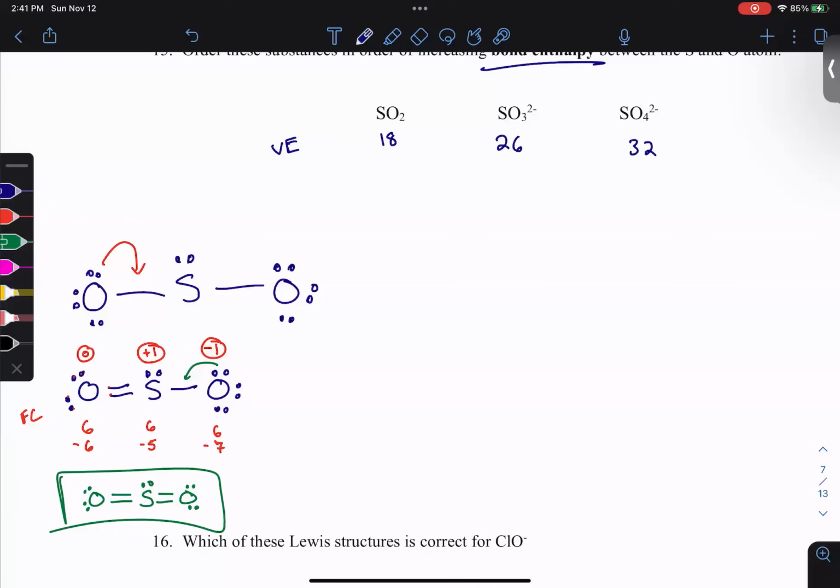All right, so let's keep going. Sulfur's in the middle, 3 oxygens. So 6 electrons, 6, 7, 8, 9, 10, 11, 12, 13, 14, 15, 16, 17, 18, 19, 20, 21, 22, 23, 24. So that means the last electrons go in the middle there.